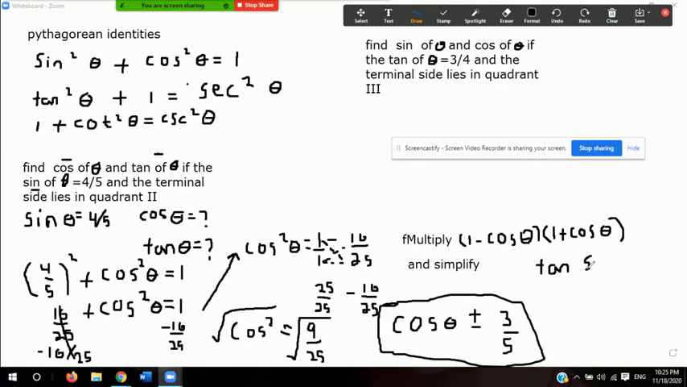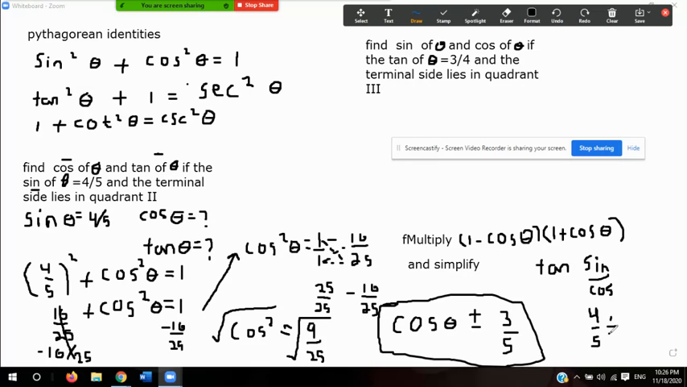So sine divided by the cosine. What we need to do is just find the sine, which was given to us, which is 4/5, divided by 3/5, which is what we got.